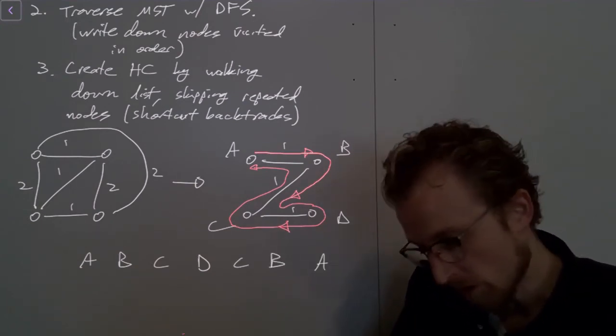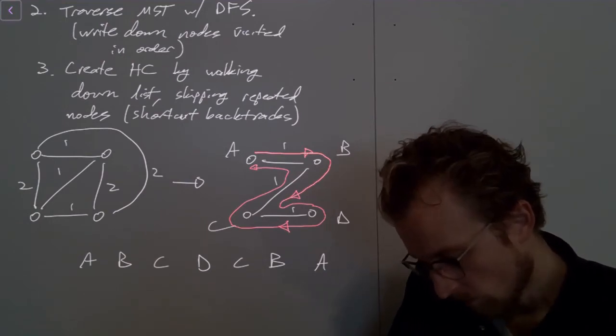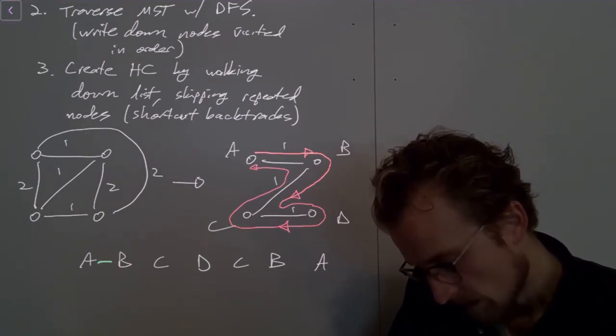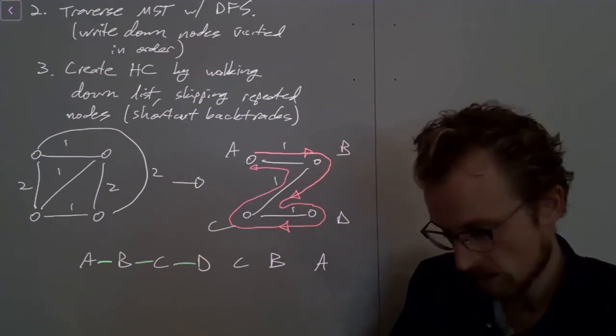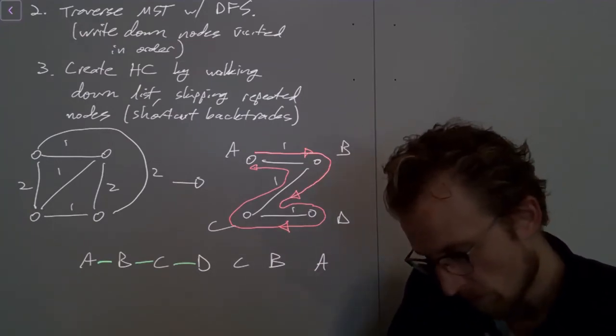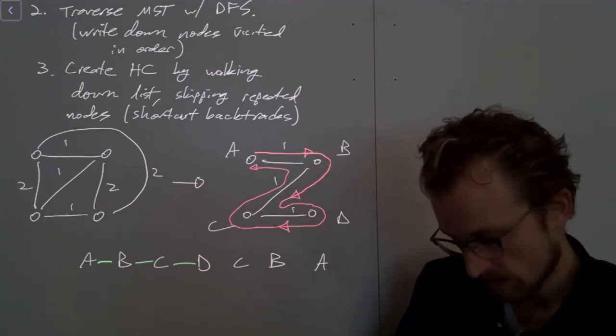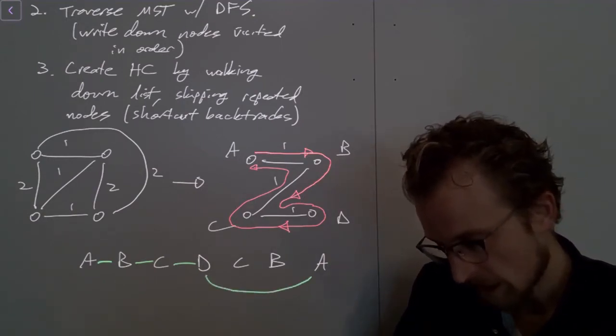So what's the Hamiltonian circuit that's created? Well, we go A to B to C to D. And then C is a backtrack, right? So C is already in the list, so we skip it. B is already in the list, so we skip it. And so then we just jump from D back to A.